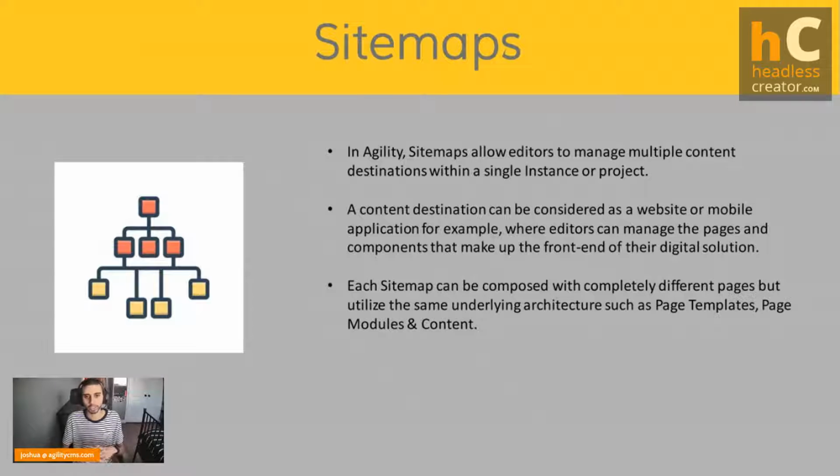And sitemaps in Agility basically allow editors to manage multiple content destinations within a single instance or project. And a content destination can be considered as like a website, a mobile app, or even digital signage, where editors can manage the pages and components that make up the front end of their digital solution. Each sitemap can be composed with completely different pages, but utilize the same underlying architecture, such as page templates, page modules, and content in general.